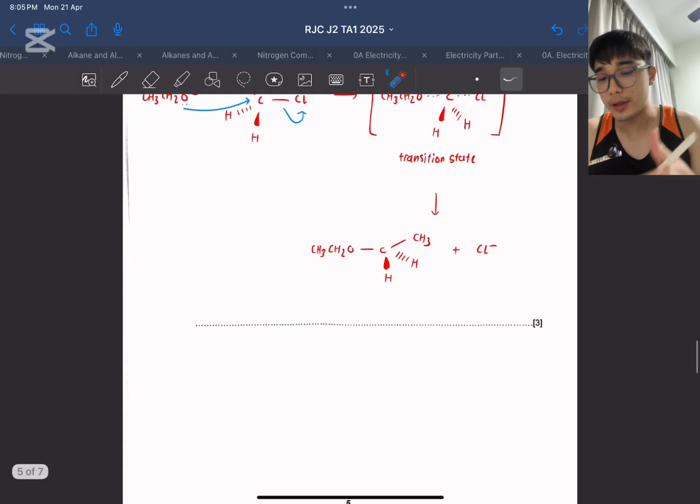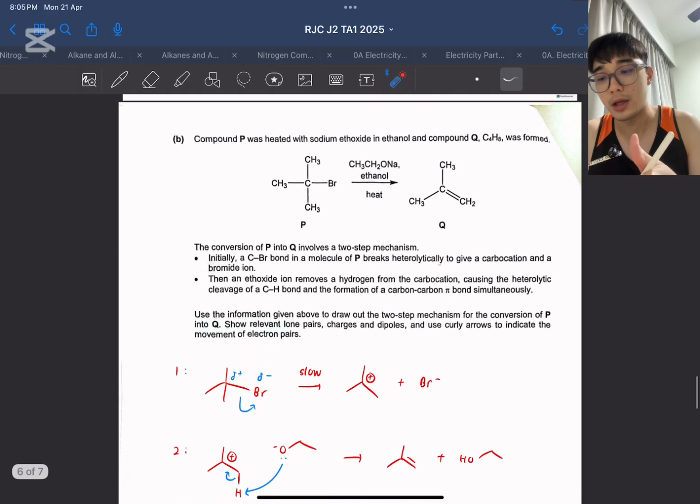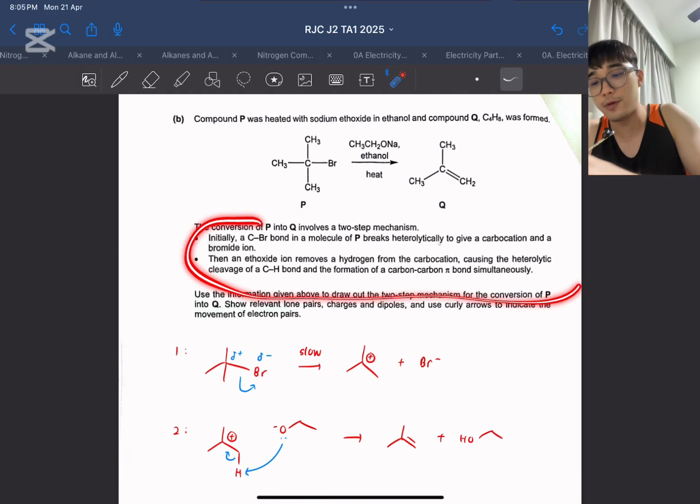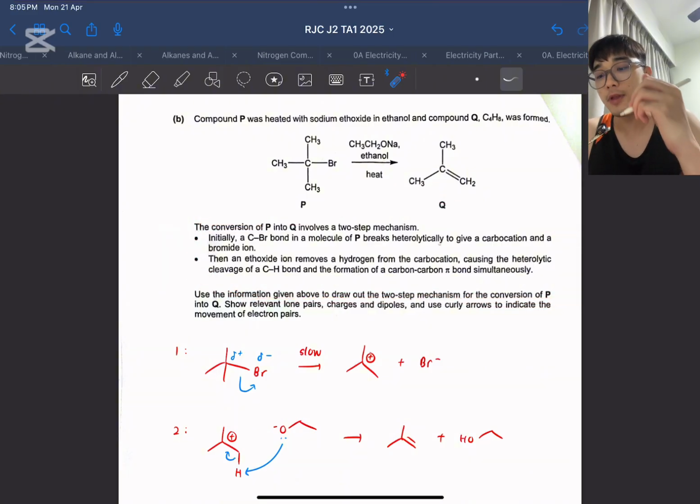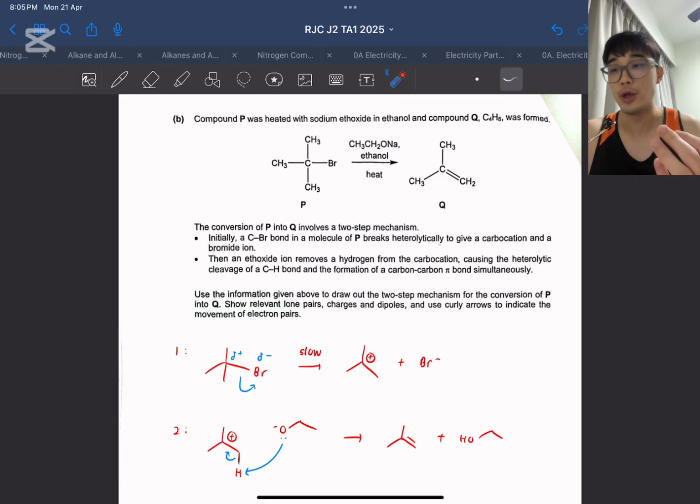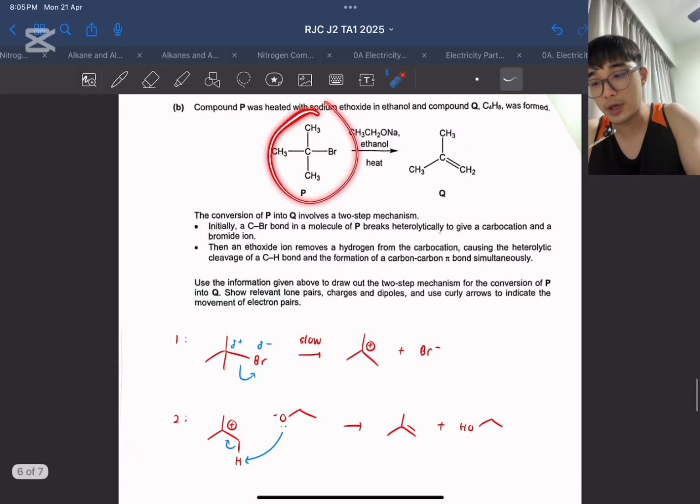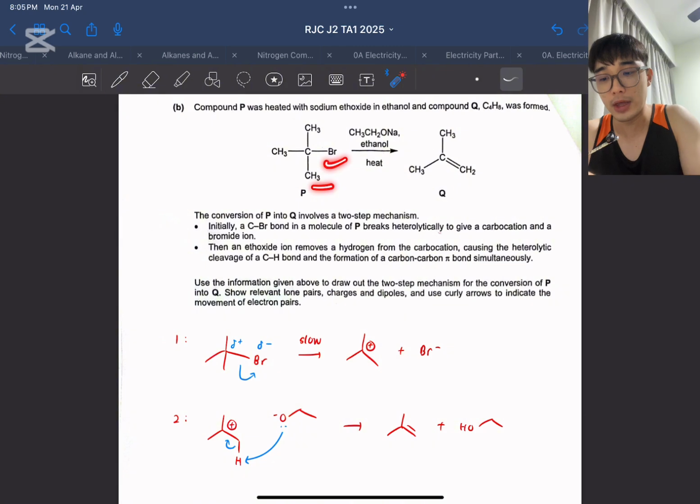Okay, next up, let's take a look at part B, another mechanism drawing question. Now they give you instructions to draw. If they give you instructions, that means it's a mechanism that you have not really seen before. So you just need to follow the instructions, apply what you know, get the answer. Clearly the Br and one H is gone. So this is actually our elimination. We are not taught the mechanism for elimination, so they're going to teach us here.